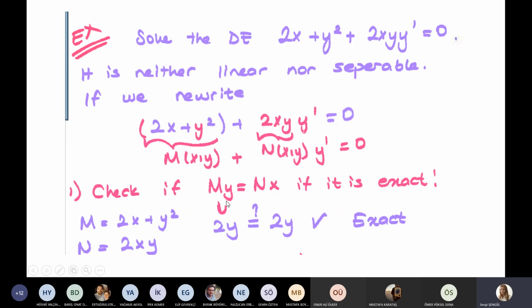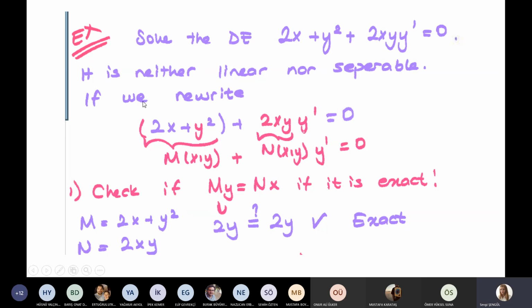How do we check that? We need to check this equality. We should take the derivative of this function with respect to y. What is that? Since this is x, the derivative will be 0. This is y squared, 2y. And let's take the derivative of N with respect to x, which is 2y. Since 2y equals 2y, yes, it's an exact equation. Is it clear so far?